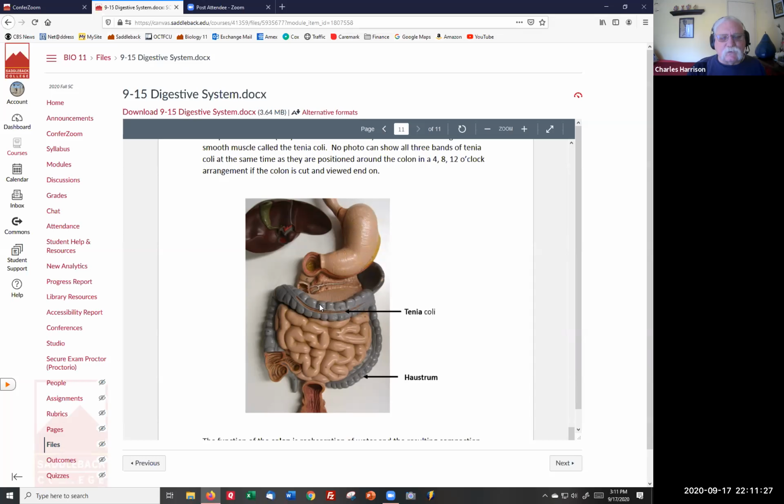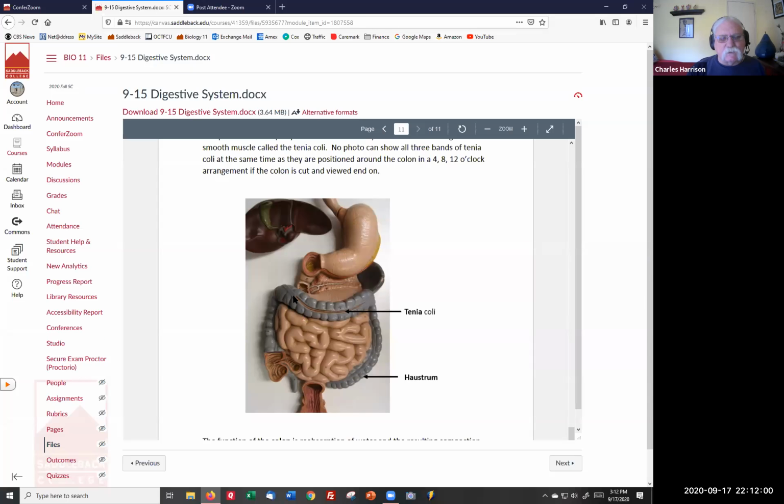These chambers are called haustra. The singular is a haustrum. As pouches, they can move small amounts of material in the colon forward. They can move many amounts because there are many of these haustra. How do we get the haustra effect?